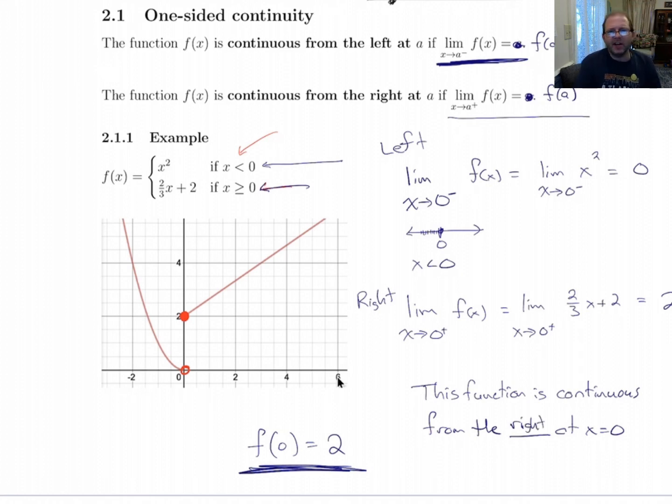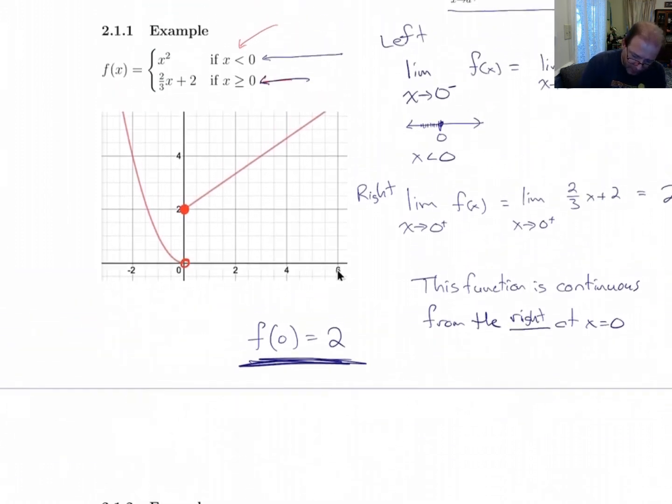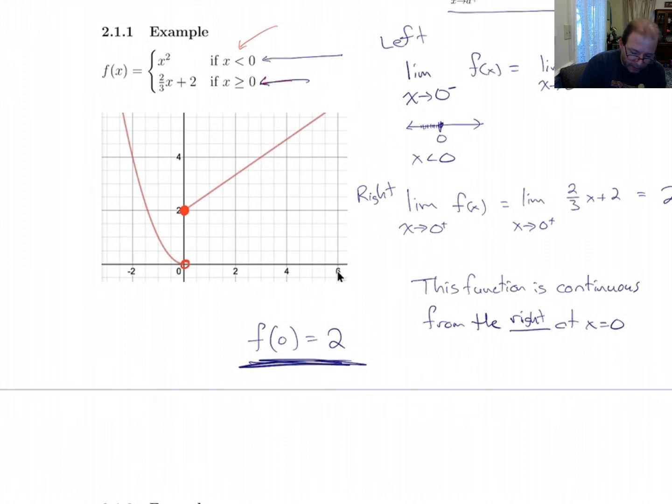Like I say, one-sided continuity, it's not that important. It's not going to come up an awful lot, but you should be familiar with it. All right, I think we'll stop this video here.